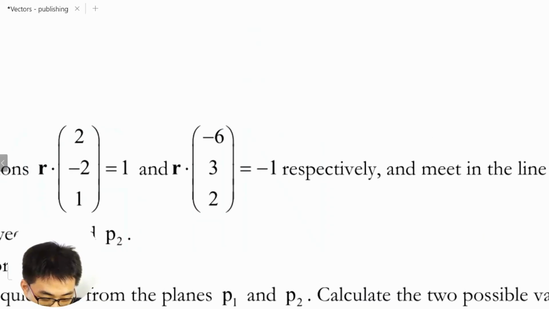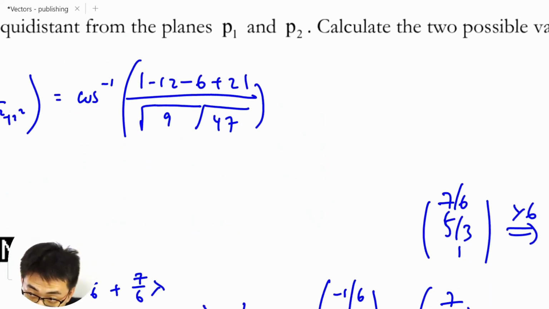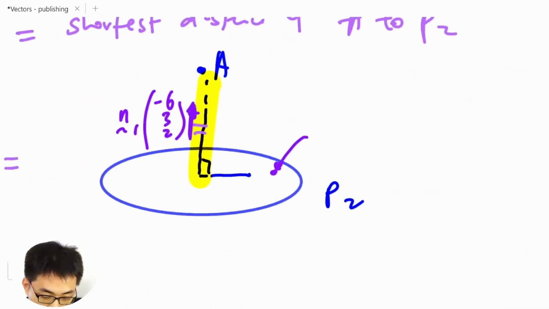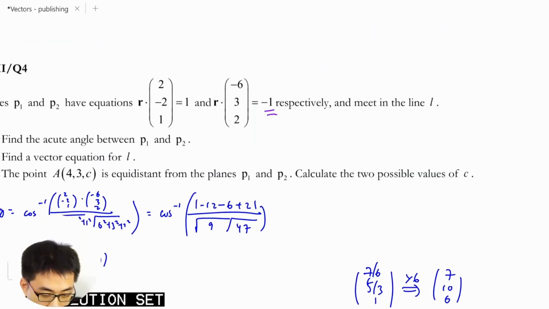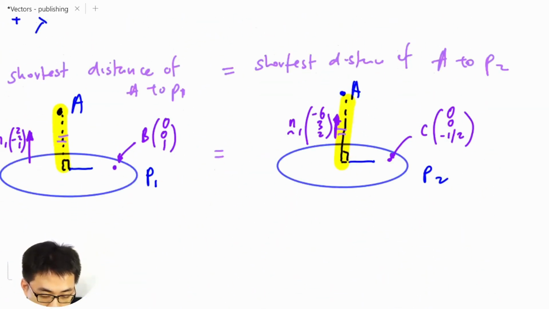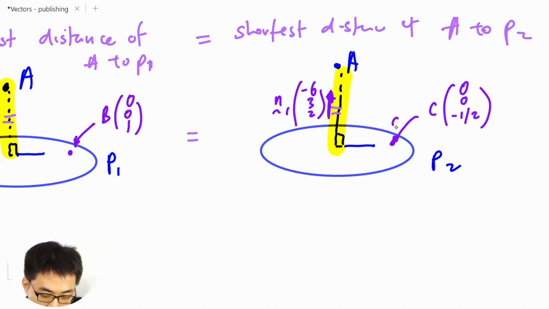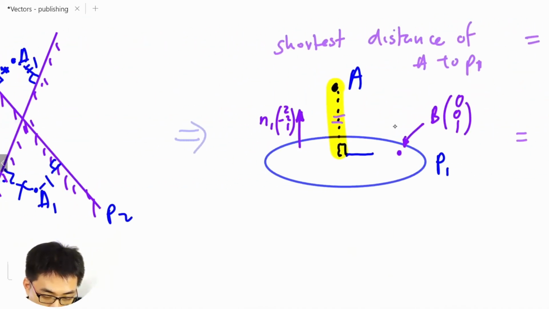0, 0, negative half. Right. Okay, great. I'm just going to use both of yours. So C is 0, 0, negative half, because it's negative 1 here. So there you go, just to show that we can use this. This one is C, this is B.